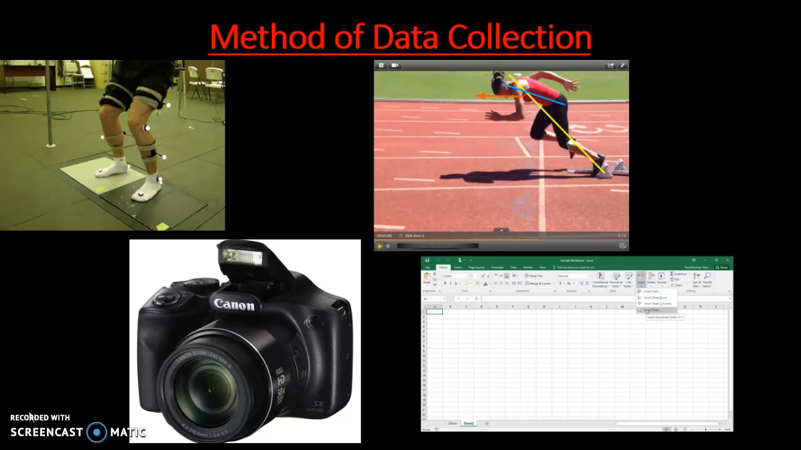Once you have your data, you can use the software Dartfish to further analyse it, as it allows annotations on images or features such as slow motion. However, this is very expensive, so therefore will not be available to everyone.